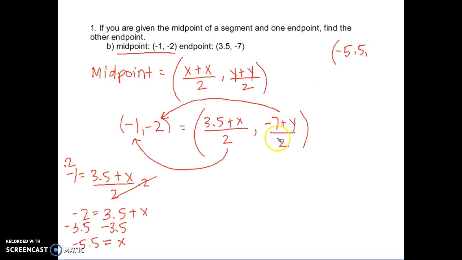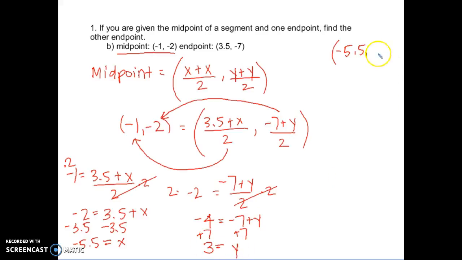Now to find the y value, do the same thing. I set (-7 plus y)/2 equal to -2, and we'll multiply both sides by 2. So we get -4 equals -7 plus y. Add 7 to both sides, so then y equals 3. So my endpoint is at (-5.5, 3).